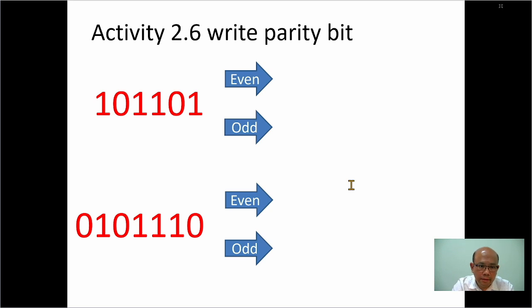The next one is activity 2.6. Please convert from the input value to even and odd. Here is 1 0 1 1 0 1. Counting the ones, 1 2 3 4, four is even, so to convert to even, I append 0. Now it is your turn to answer this and this.